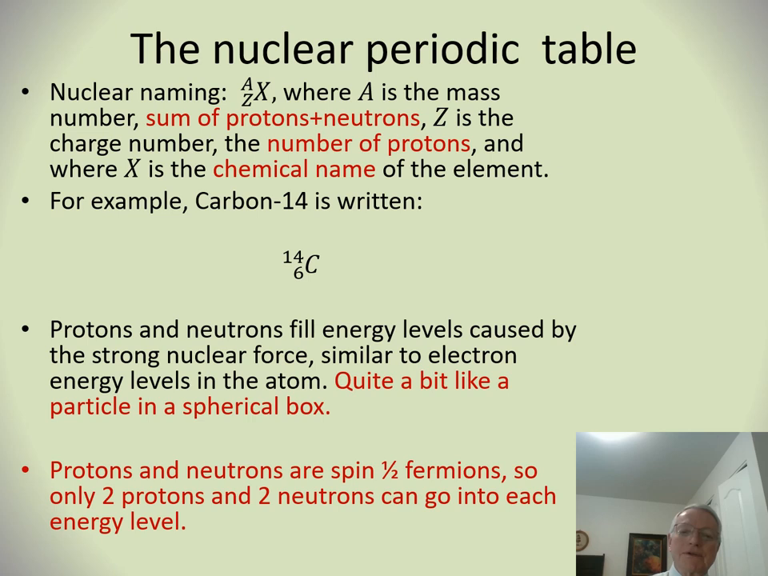The protons and neutrons are spin a half fermions, so in a given quantum state, you can put two protons and no more, but the neutrons are different, and so you can put two of them in there too. So for instance, in the equivalent on the nuclear level to the 1s quantum state, where in an atom you can only have two electrons, in the nucleus in that bottom state, you could have two protons and two neutrons, so four particles in one quantum state.